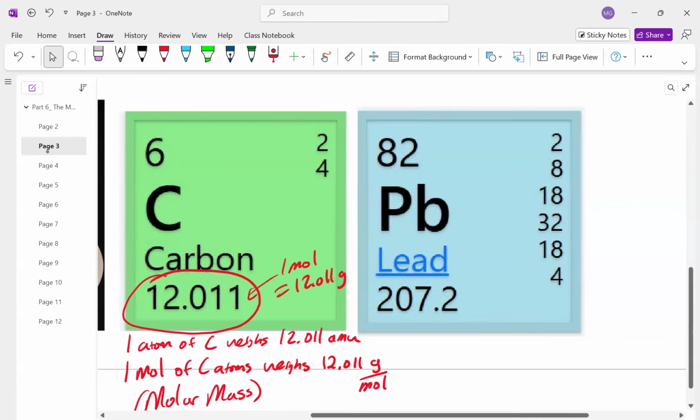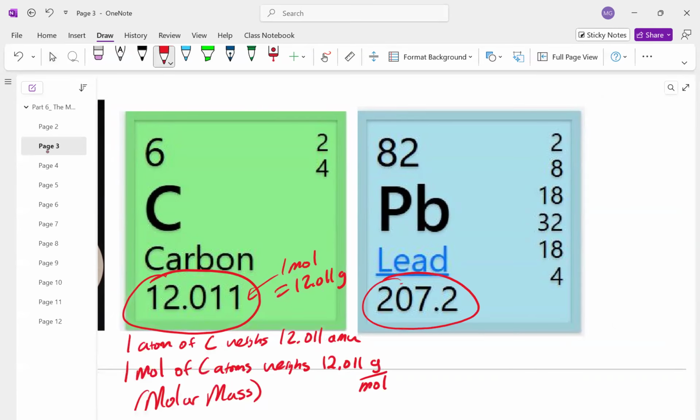Notice if I look at an atom like lead, lead's molar mass is much higher than carbon's. And the units again that we use for molar mass is grams per mole. So for every mole of lead that you have, it weighs 207.2 grams. So if you had 2 moles, it would weigh double that. If you had half of a mole of lead, you would divide that number by two, and that would get you to the grams.